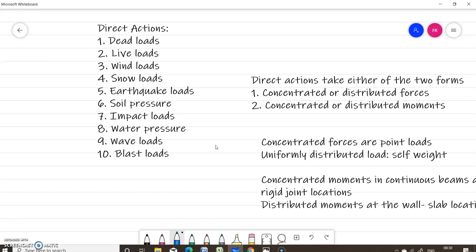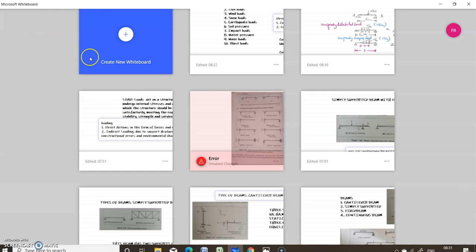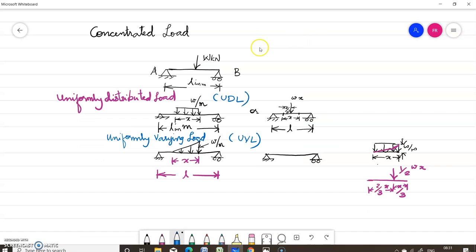Now if you consider a part of the structure, the exposed internal forces must be in equilibrium with the direct loads and the support reactions that act on the cut-free body. So the direct loads along with the support reactions can also be regarded as the external forces. Now we'll see what the internal forces are. The internal forces are bending moment, shear force and axial forces.